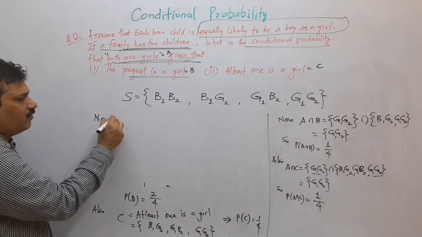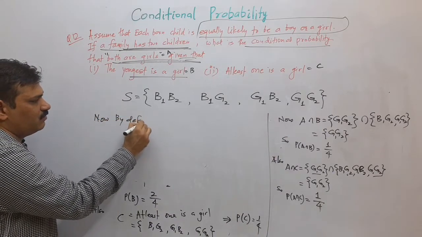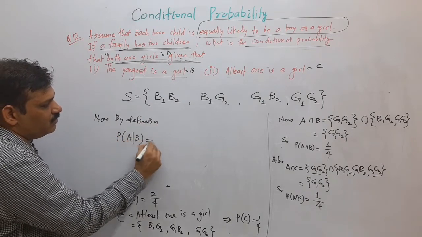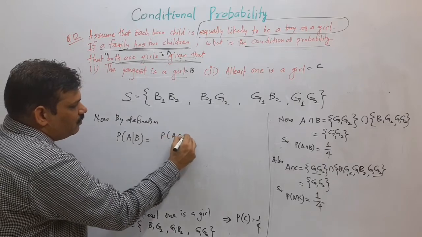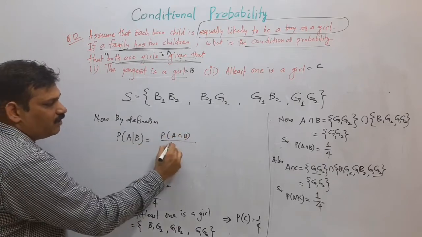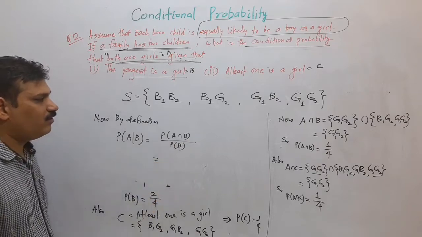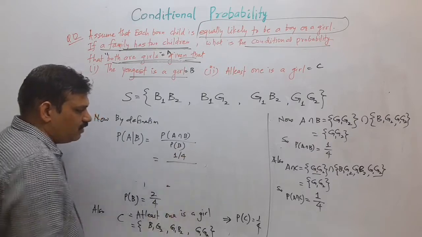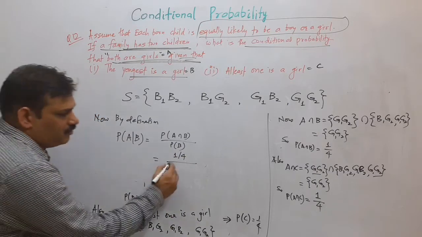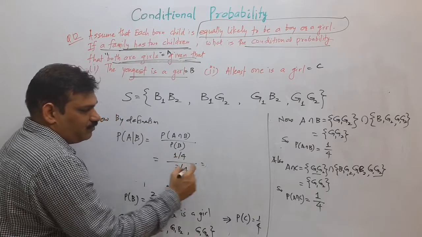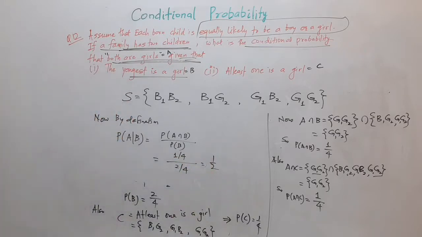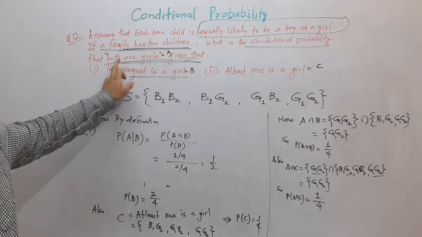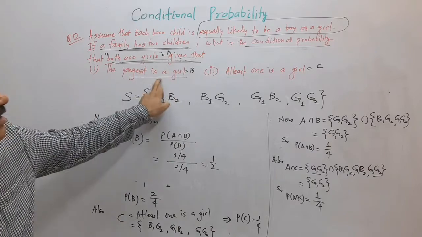Now, by definition, probability of A given B is nothing but probability of happening both together divided by probability of B. Probability of A and B together is 1 by 4, divided by probability of B, which is 2 by 4. So the 4 will be cancelled by 4. That is 1 by 2. That is the answer to the first part: the probability that both are girls given that the youngest is girl.